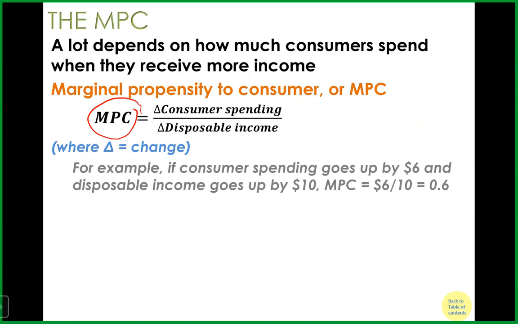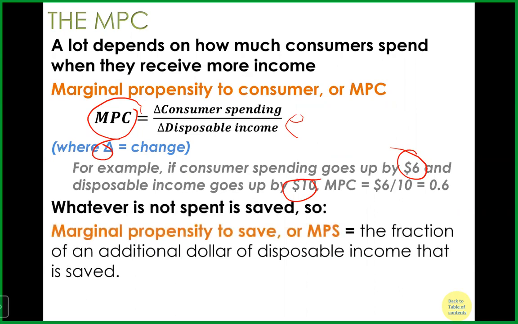This triangle is actually pronounced delta. This comes from a Greek letter. Delta is the change in consumer spending divided by the change in disposable income. So essentially, for each additional dollar of income I have, how much am I willing to spend, right? So this is MPC. Let me give you an example. If my income goes up by $10 and I spend $6, then my MPC is 0.6 or 60%, right?